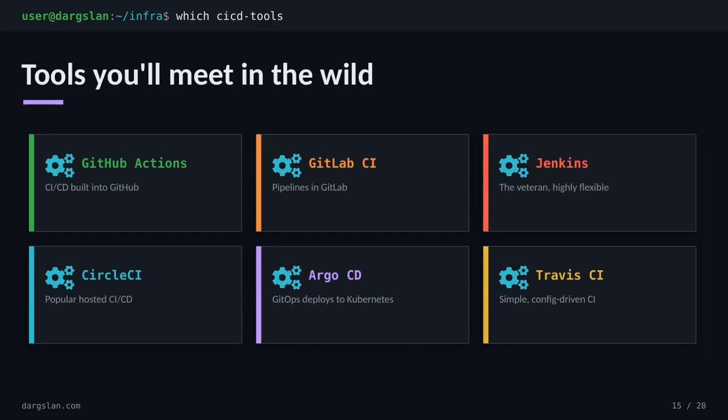So, which tools will you actually run into out there? If you live in GitHub, Actions is right there built in. GitLab has its own CI baked in too. Jenkins is the grizzled veteran, endlessly flexible, still everywhere. CircleCI and Travis are popular hosted options for teams that just want pipelines to work. And Argo CD takes a different angle, syncing your Git repo straight into Kubernetes the GitOps way. Different flavors, same promise: safe, repeatable, automatic shipping.